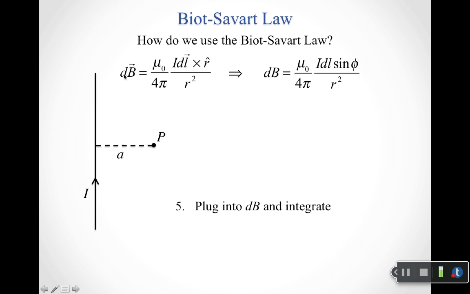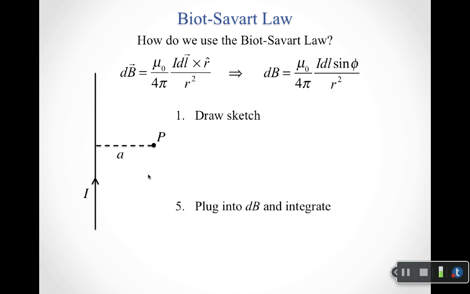What Biot-Savart tells us is that our little contribution to the magnetic field is given by this expression. The magnitude of our little contribution, dB, is just going to be mu naught over 4 pi, that doesn't change. This cross product tells me the magnitude of this vector, so that's I dl, times the magnitude of r hat, which is 1, times the sine of the angle between them, and then I've still got my over r squared term.